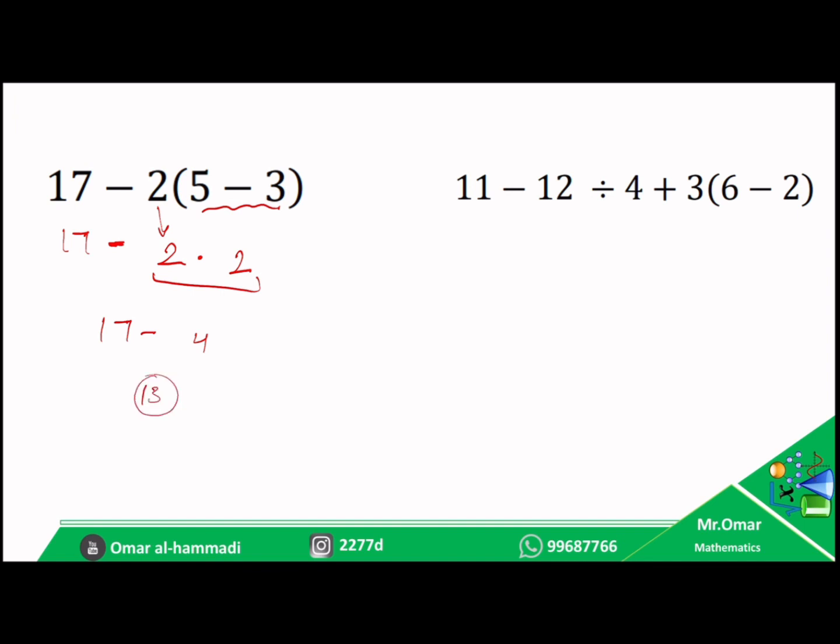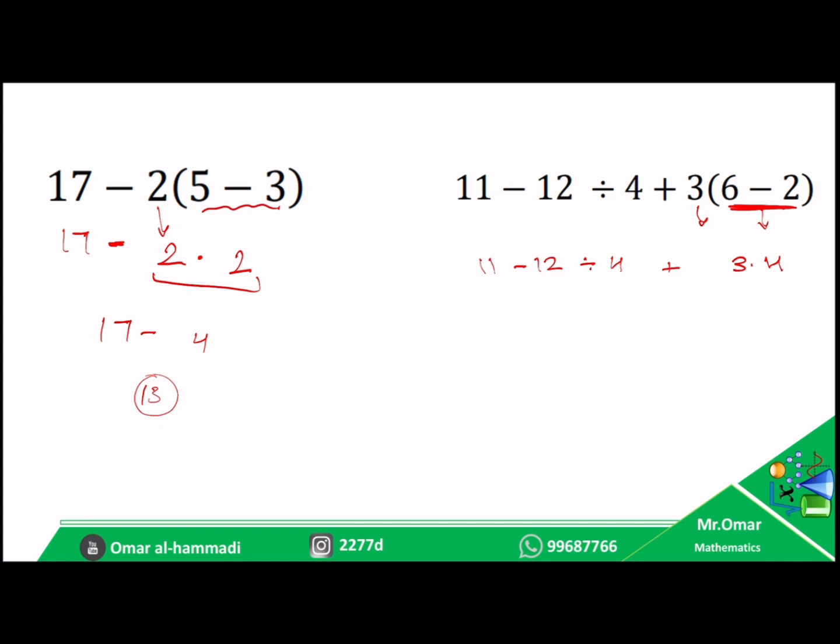Also the other one. Here we have what? 6 minus 2. This is in brackets. We will start with this one. 6 minus 2 is what? Is 4. And then this goes down. 3 multiplied by 4. Here 11 minus 12 divided by 4 plus.